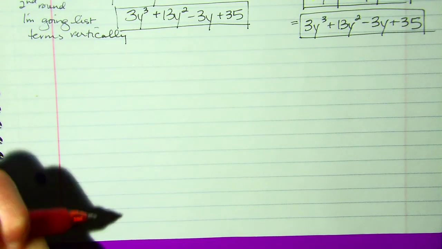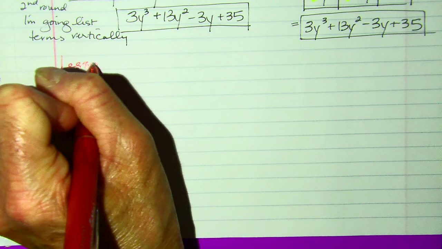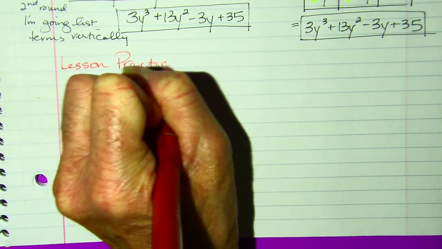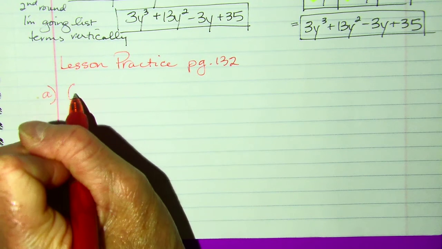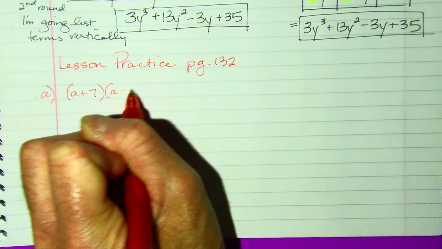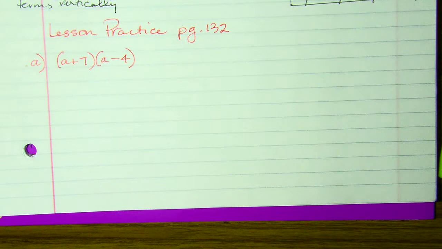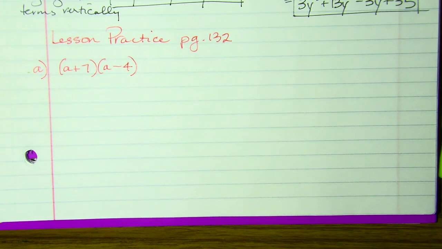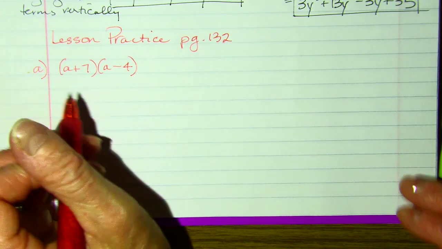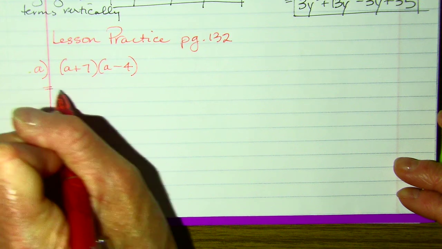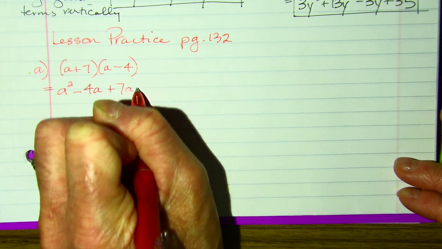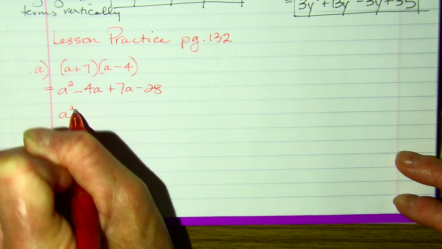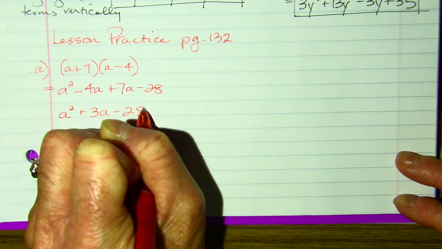All right, so let's do some lesson practice. Our lesson practice will be in red, and it's on page 132. So part A, they asked us to multiply a plus 7 times a minus 4. So I'm just going to go ahead and write the answer, or you can work it out and then check your work. But I get a squared minus 4a plus 7a minus 28. So my final answer is a squared plus 3a minus 28.